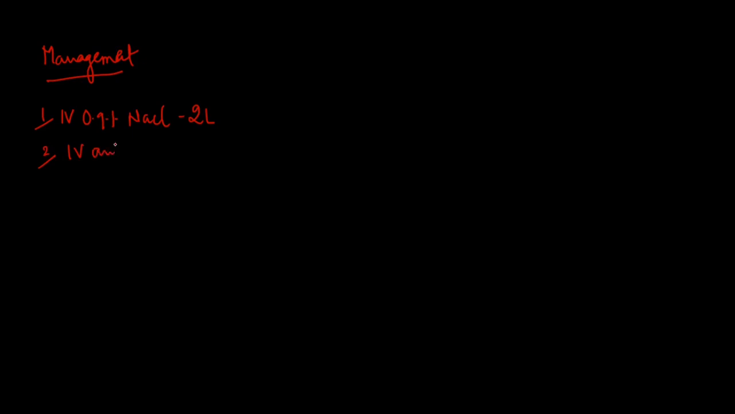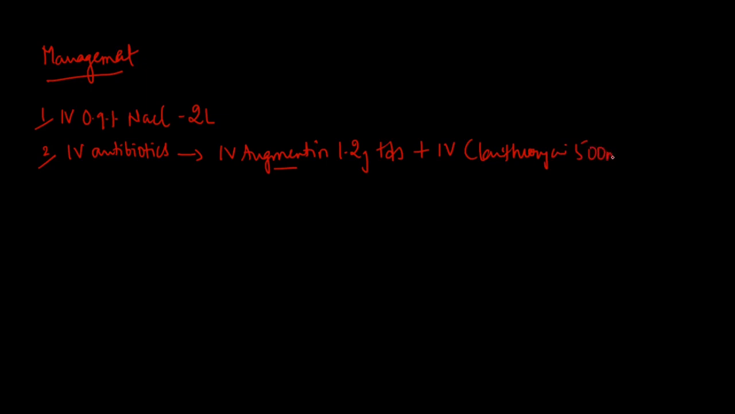Intravenous antibiotics. This is guided by your local hospital guidelines. When I was a junior doctor, I used to start them on intravenous Augmentin. This is the trade name for co-amoxiclav, 1.2 grams, 3 times a day, plus intravenous clarithromycin to cover for atypical organisms. That used to be 500 milligrams, twice a day. If they had any pleuritic chest pain, I used to prescribe them some analgesia.